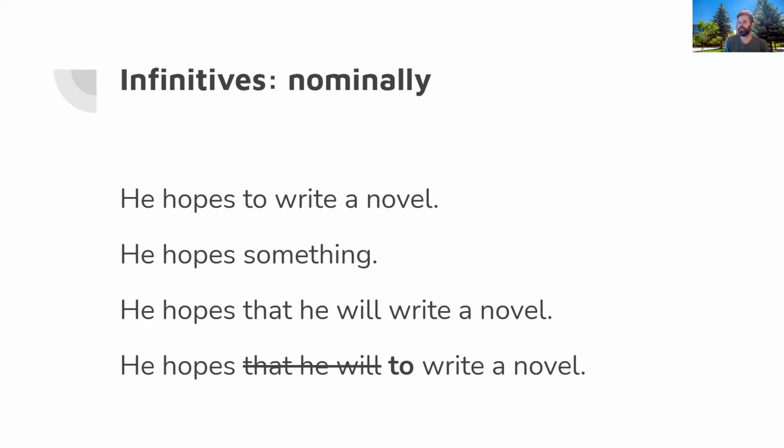Here's a sentence. He hopes to write a novel. So he hopes something. Okay, so that something needs a noun. That's a noun slot. And we can put the infinitive in there, to write a novel. So essentially it comes from he hopes something. Another way to do it is we could use the nominal that clauses like we've had before, that he will write a novel.